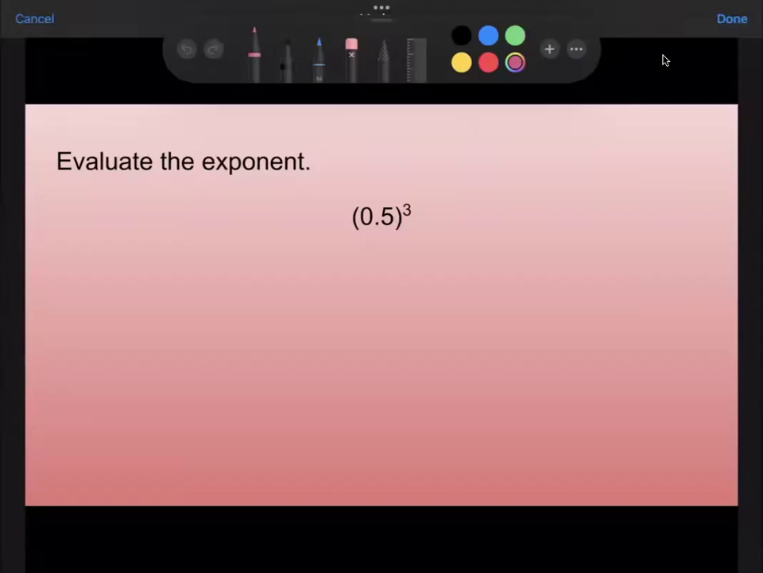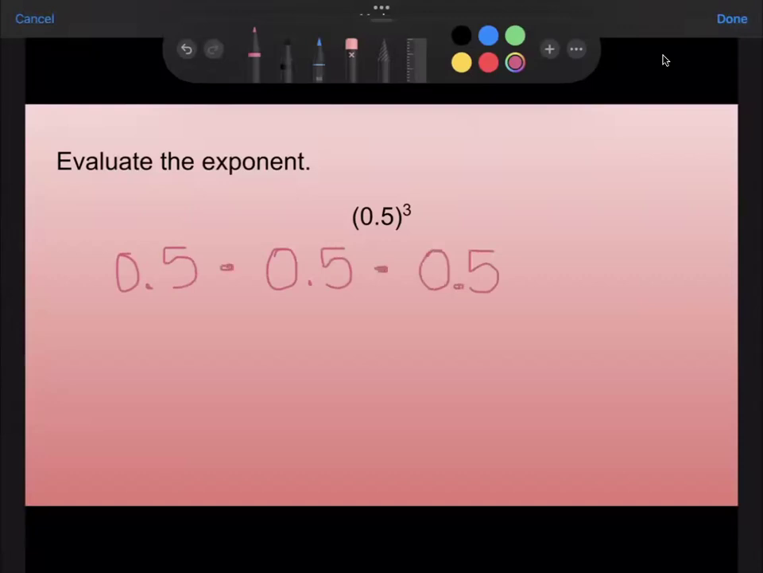Okay, so this next one is going to be a decimal base. I'm going to go ahead and write this out as a multiplication expression. I'm going to do 0.5 times 0.5 times 0.5. That's because the little exponent tells us how many numbers we're multiplying, and the base tells us what number we're multiplying.